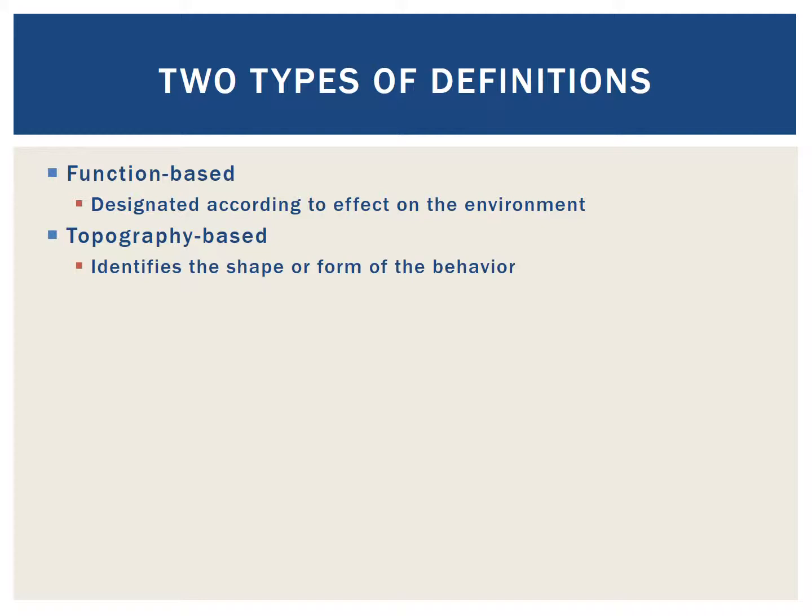The other type of definition is topography based. So topography on a map is the shape of the land, and topography based is the shape or form of the behavior. So topography based behaviors are probably more common in research because we're looking at specific behaviors. For example, I know several of you are doing research or developing research proposals to address stereotypy. So with stereotypy, you very well may have very specific topographical descriptions of what the behavior looks like.